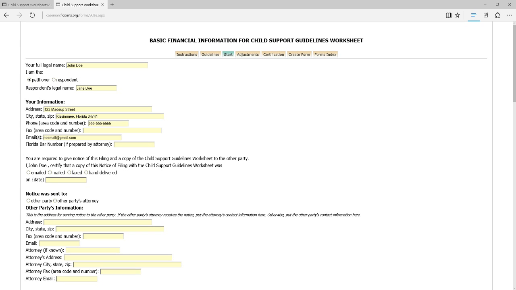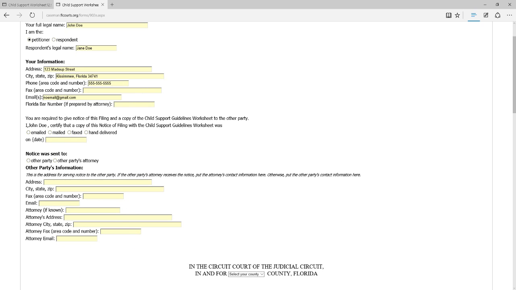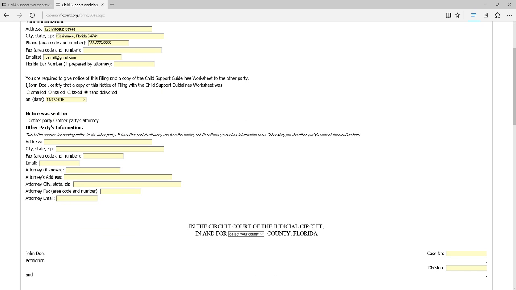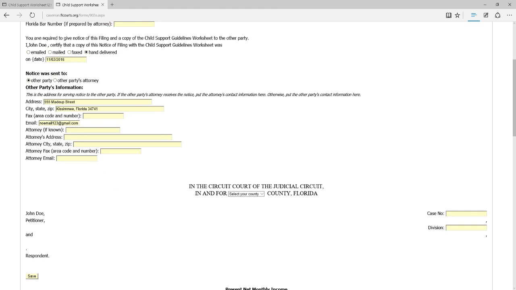If you are being represented by an attorney, that attorney would put their Florida bar number. Over here, you are required to provide the other party with a copy of this child support calculation. You could provide it to them by email, mail, fax, or hand delivery. Let's pretend that we're going to hand deliver it on today's date. And now let's pretend that the other party is not being represented by an attorney, so we're going to put other party. If it was an attorney, you would click here and then fill this section out down here. But for this case, we're going to pretend that both parties are representing themselves.